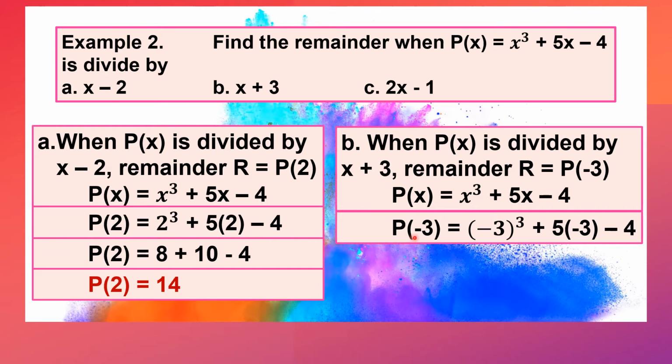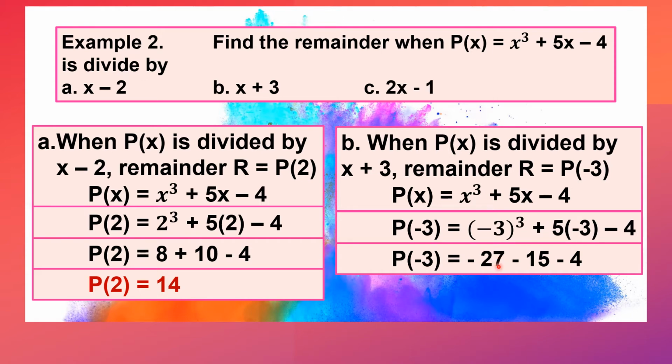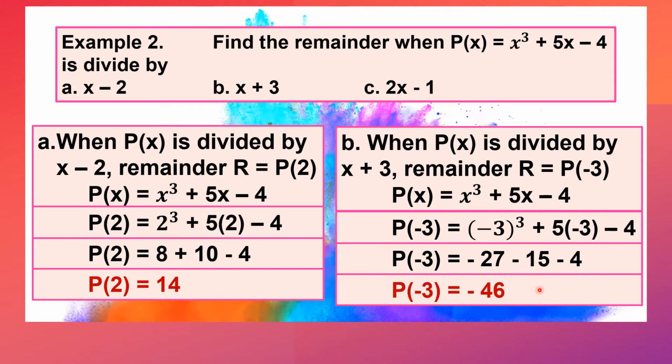So we have p of negative 3 equals, change x into negative 3, change x into negative 3, then minus 4. Simplifying it, negative 3 cubed is equal to negative 27. Then, positive 5 times negative 3 is equal to negative 15. Then, minus 4. Simplifying it further, we have negative 27 minus 15 minus 4 is equal to negative 46. Thus, our remainder is negative 46.